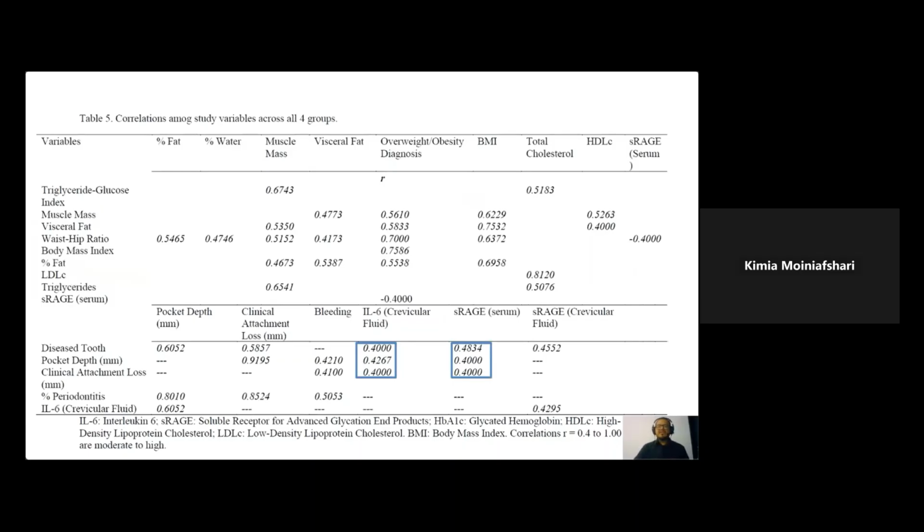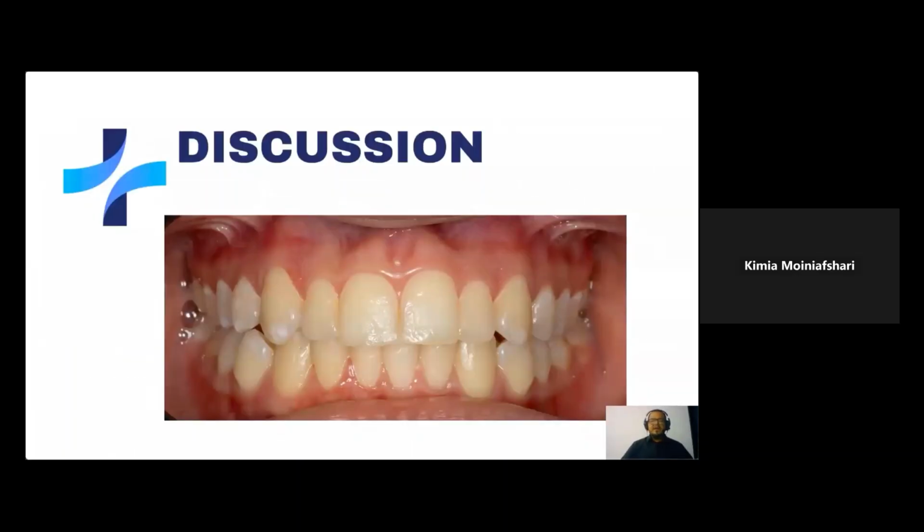IL-6 levels in gingival crevicular fluid show a positive correlation with number of diseased teeth, pocket depth, and clinical attachment loss. In the same way, serum sRAGE levels were also positively correlated with these same periodontal variables. Now, we move on to the discussion section.